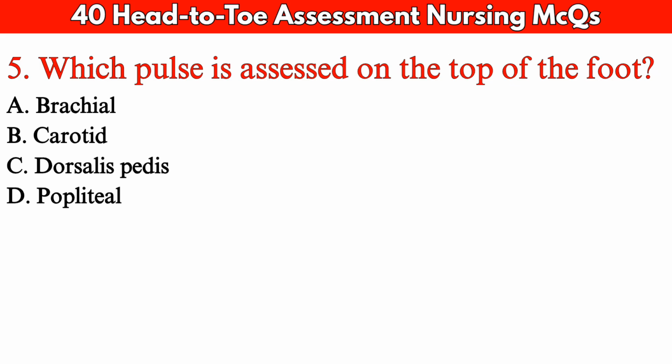Which pulse is assessed on the top of the foot? A. Brachial, B. Carotid, C. Dorsalis pedis, or D. Popliteal. The correct answer is C. Dorsalis pedis. The dorsalis pedis pulse is located on the top of the foot and is used to assess circulation to the lower extremities. The brachial is in the arm, the carotid is in the neck, and the popliteal is behind the knee.